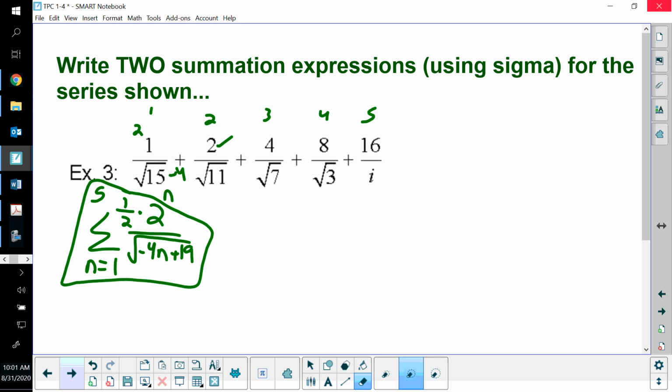Now let's think about where that i is coming from. If we followed the pattern, that last one should have a square root of negative 1 on the bottom. And square root of negative 1 is the same as saying our imaginary unit, i.